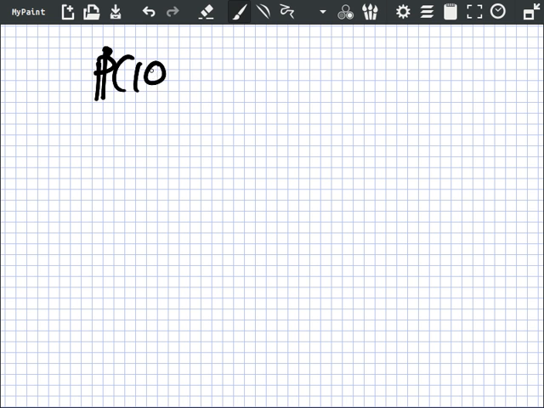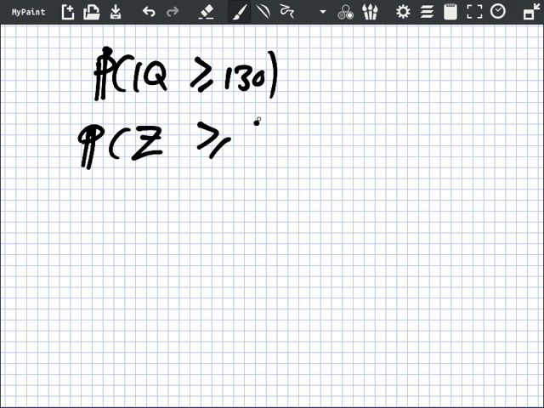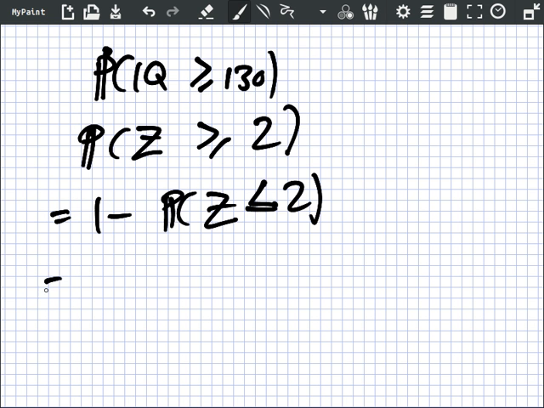Is the probability that the IQ is more than 130? That's the probability that Z is more than 2. And that's equal to 1 minus the probability that Z is less than or equal to 2. So that's equal to 1 minus that, which I hope is 0.0228.